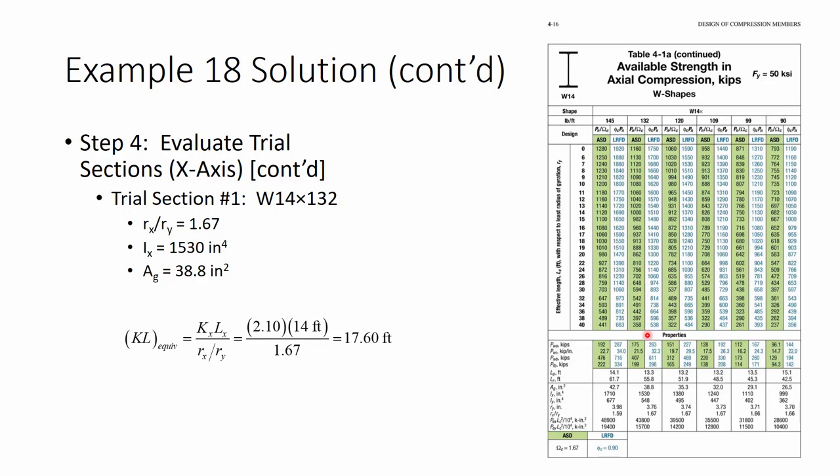It comes out to about 17.6 feet. So obviously the table doesn't have an entry for 17.6 feet, but it does have an entry for 17 and 18. Now we're looking at the W14 by 132, the 17 and the 18. I'm getting a capacity of 1,410 kips and 1,370 kips.